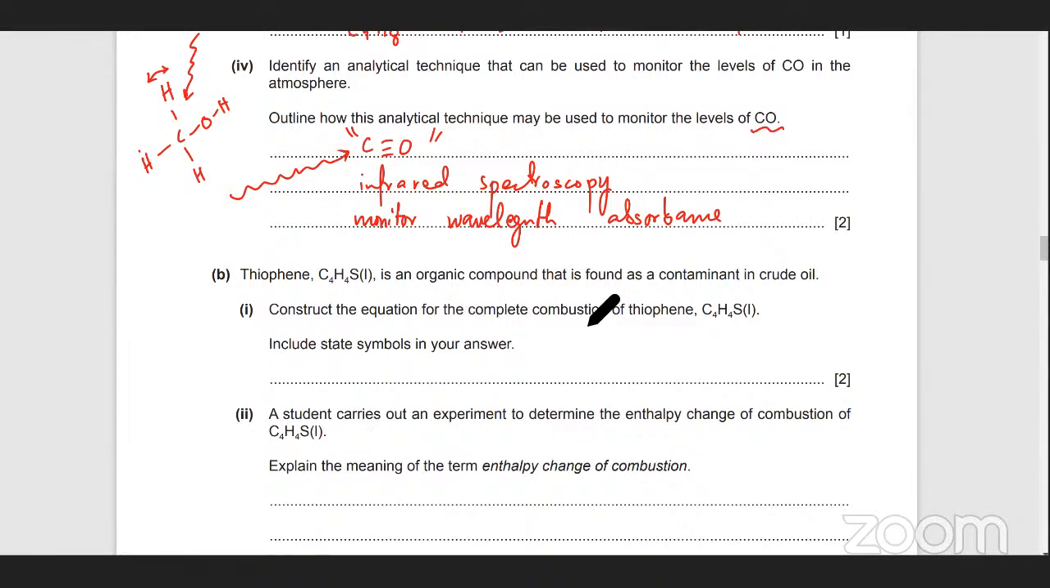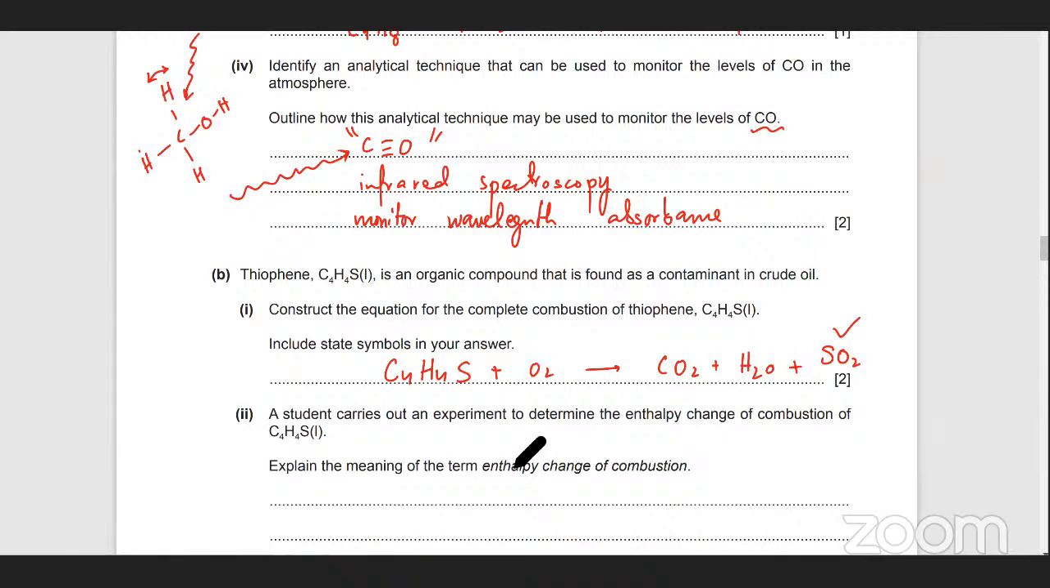अच्छा, next is consider the equation for the complete combustion of this thing, C4H4S. So C4H4 and S क्या बनेगा, क्या क्या products होंगे? One is third product. बताओ, what's the third product? SO2 or S? अच्छा, SO, remember this कि it's always going to form SO2. SO3 form नहीं होता, ठीक है. It's going to form SO2 and you can balance this equation.